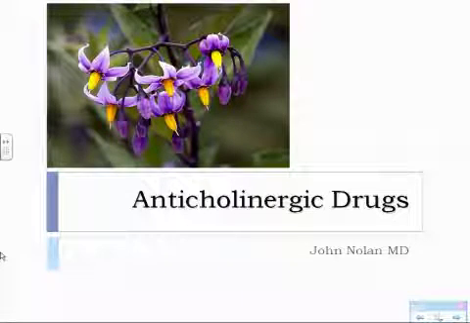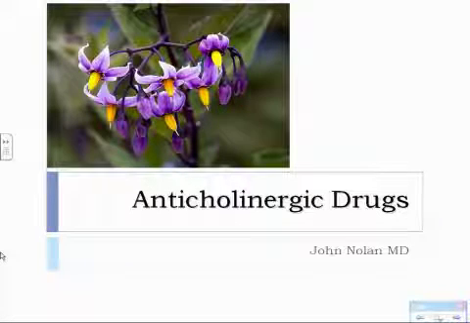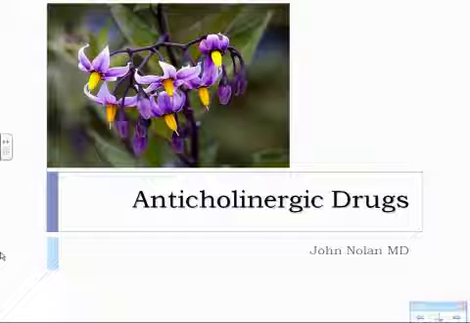The next set of discussions is going to be on anticholinergic drugs. The flower that you're seeing right here is called the nightshade. It's what actually was used a lot of times in Europe to poison people. It actually has scopolamine in it and high concentrations of atropine. So it actually was used as a poison before.